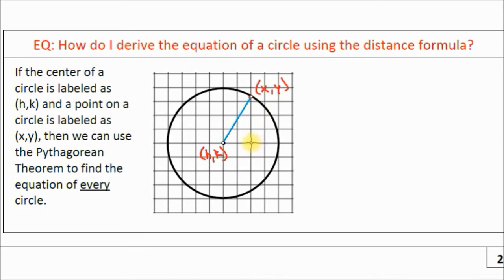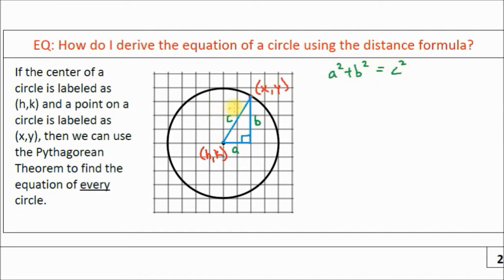And I'm going to turn this into a right triangle. And the reason why is because we're trying to derive the equation of a circle using the Pythagorean theorem. That means we've got to have a right triangle somewhere. So we're going to make a right triangle right here. And let's go ahead and label this angle as a right angle. So we've got a right triangle here. Let's label this leg a, and this leg b, and then this leg, our hypotenuse, we're going to label as c.